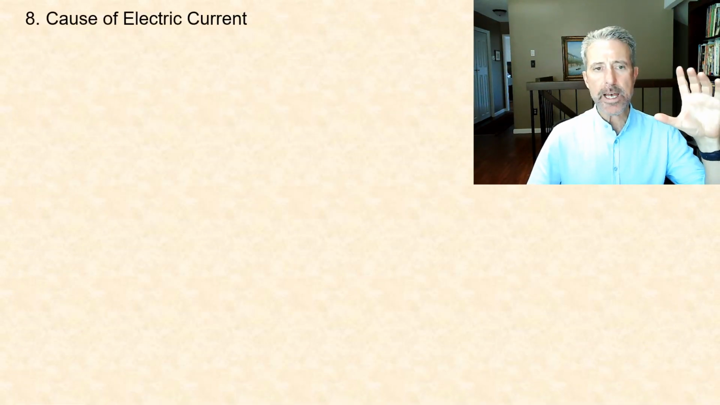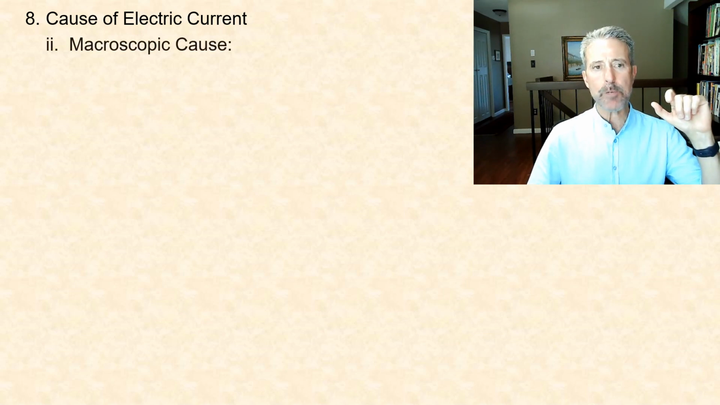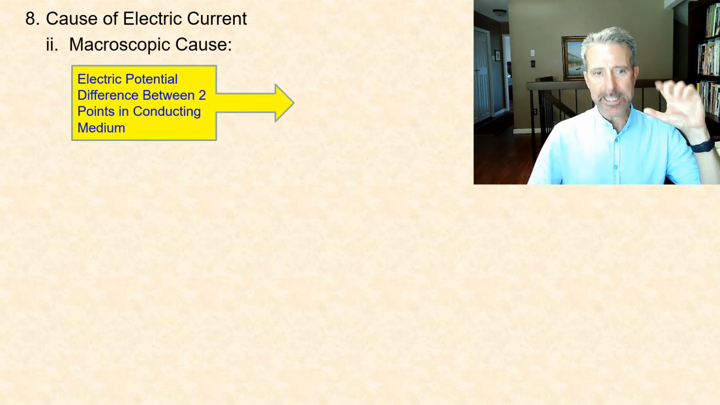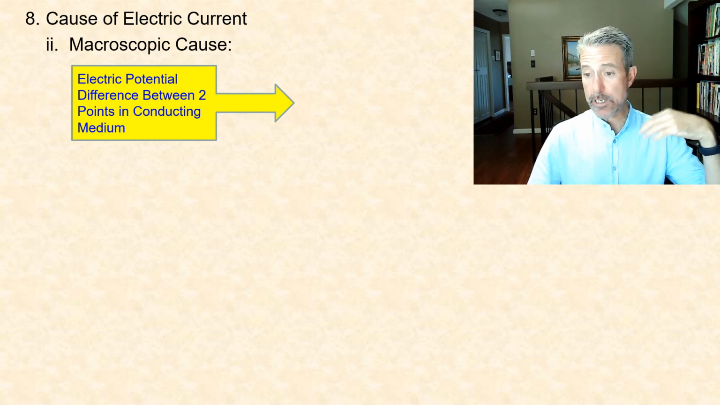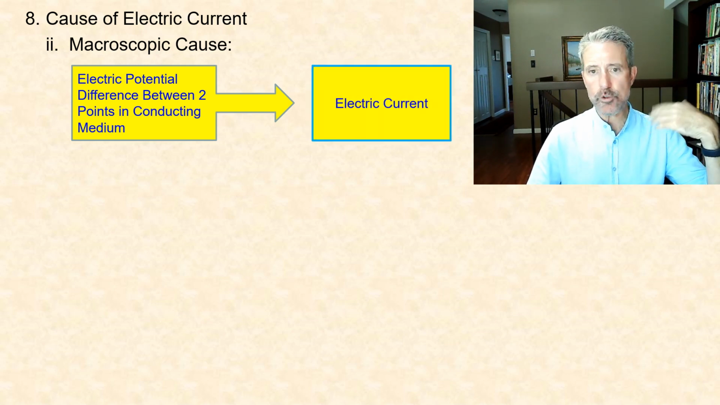So we've just said, from a macroscopic point of view, that an electric potential difference between 2 points in a conducting medium is what is required to generate or cause an electric current.